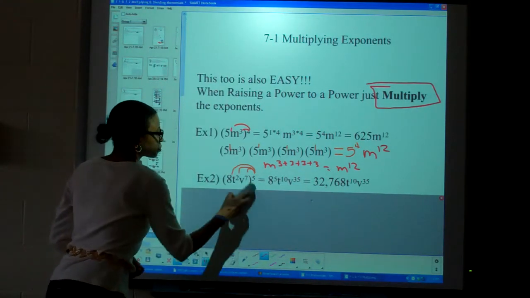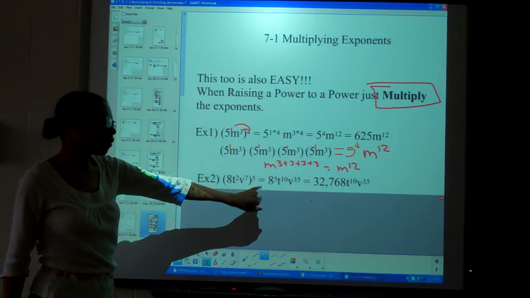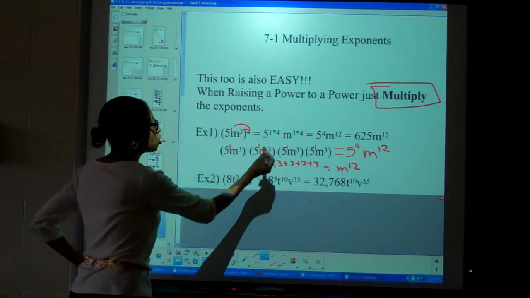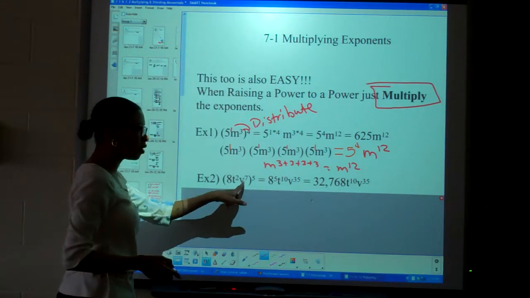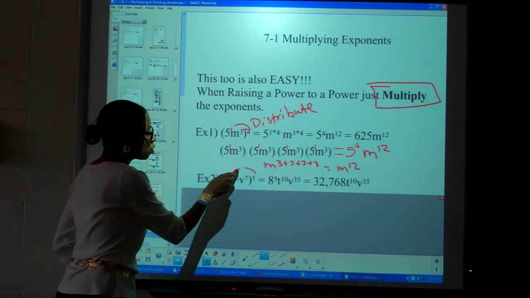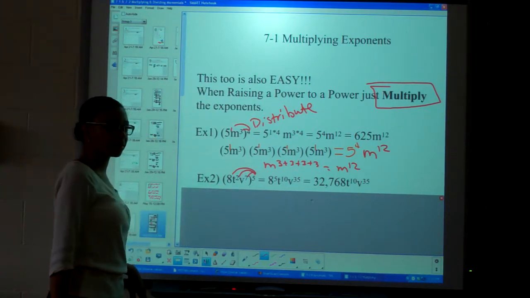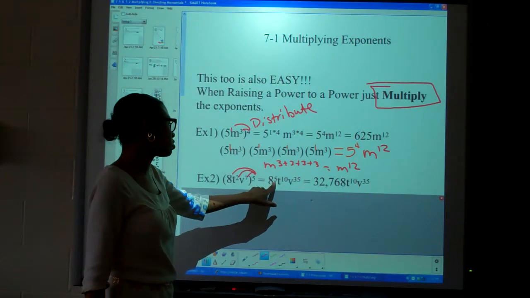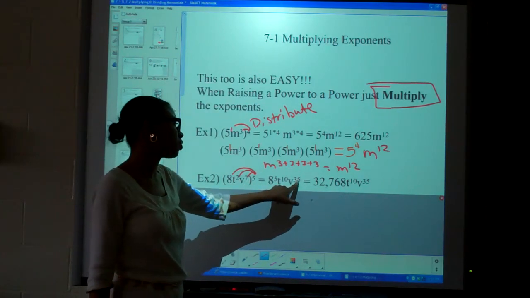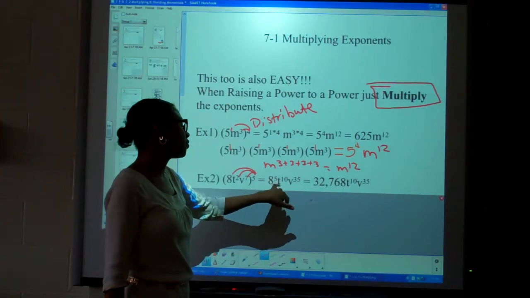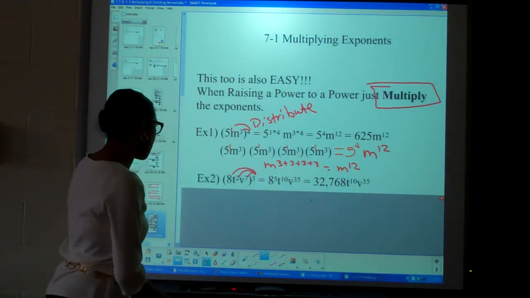Let's look at the next one. Example number 2, we have 8t squared v to the 7th, all of that raised to the 5th power. We must distribute the power to everything on the inside of the parentheses. So this 5 goes to the 8 to the 1st power, the 5 goes to that square, and that 5 also is multiplied by the 7. So this is 1 times 5, which is 5. 2 times 5 is t to the 10th, and for the v, 7 times 5 is the 35th power. 8 to the 5th power is 32,768, t to the 10th, v to the 35th power.